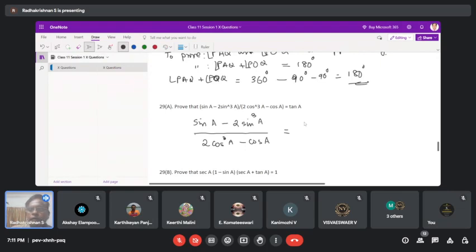So there is a common factor in the numerator. What is the common factor in the numerator? Only common. Sorry? I didn't hear. Can you repeat, please?